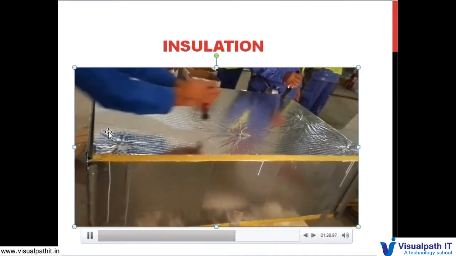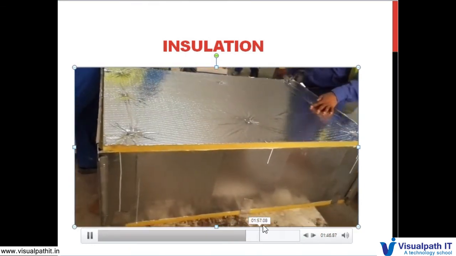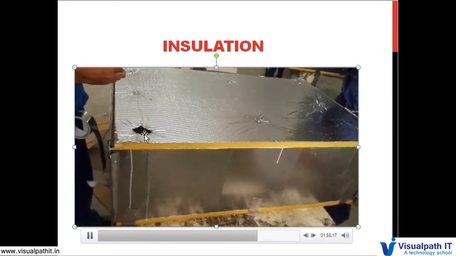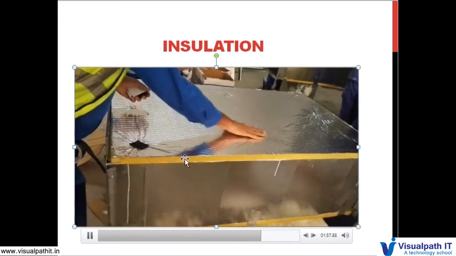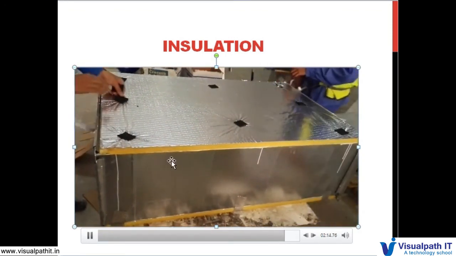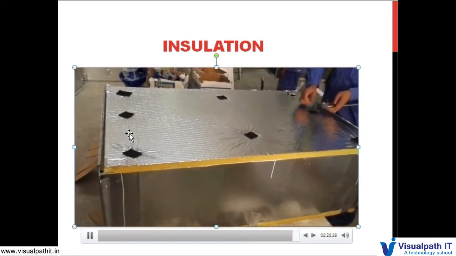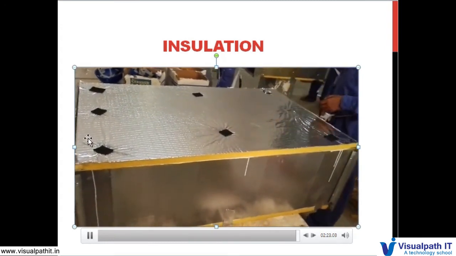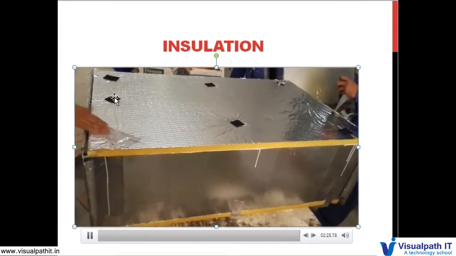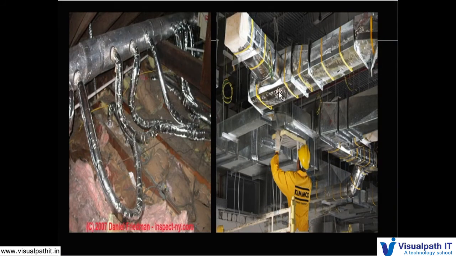Once it is stuck, they will cut the nails, and then they will cover these nail points. After that they will stick the duct tape over it in order to have a strong hold on the nails. This is how the insulation happens at the site. Once it is done, the insulation will be looking like this.